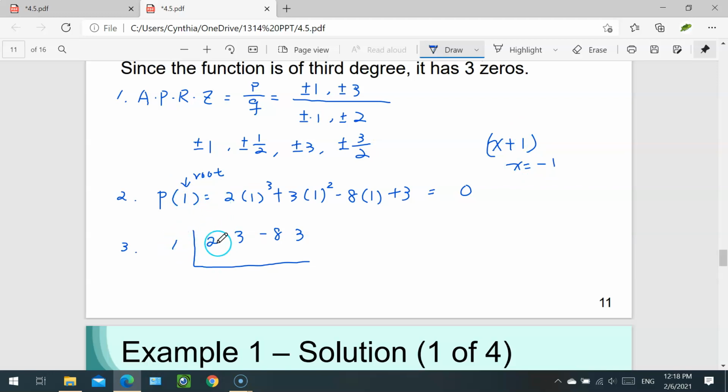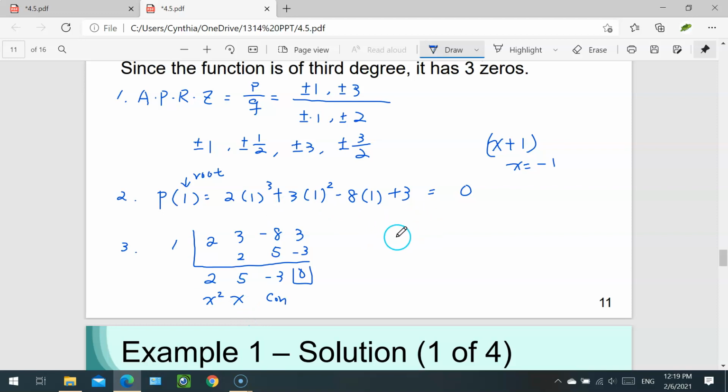Now we do the synthetic division. Drop down the 2. 2 multiplied by 1, you get a 2. Sum these two, you get a 5. 5 multiplied by 1, you get a 5. Sum these two, you get a -3. -3 multiplied by 1 is -3. And 3 plus -3, you get a 0. So this is the remainder. Now these three numbers represent the x squared term, x term, and constant term.